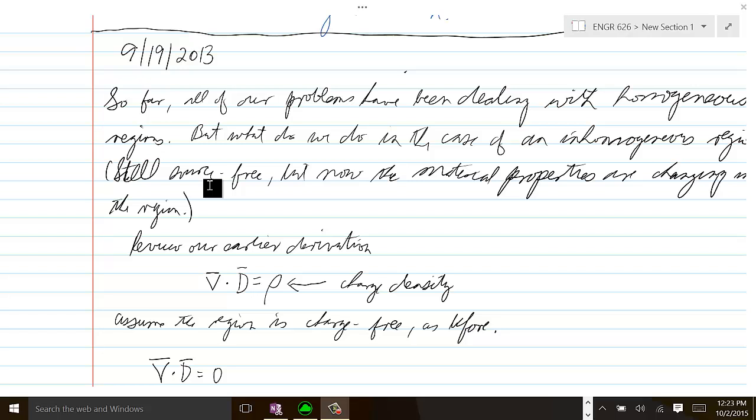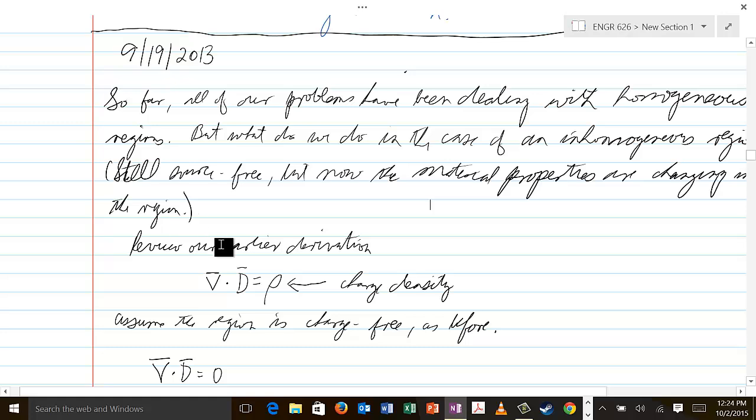But now we want to begin to consider somewhat more realistic problems. So it says here, but what do we do in the case of an inhomogeneous region? And keep in mind, we're still assuming that the region is source free, but now the material properties are changing as a function of position in the region.